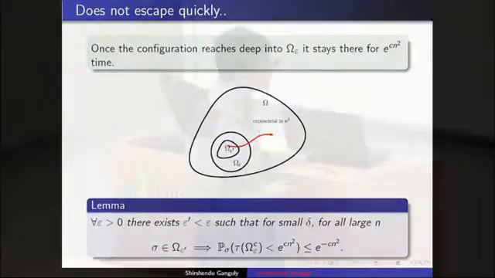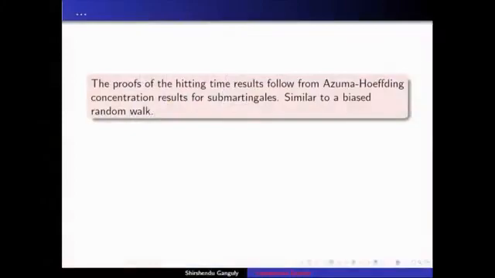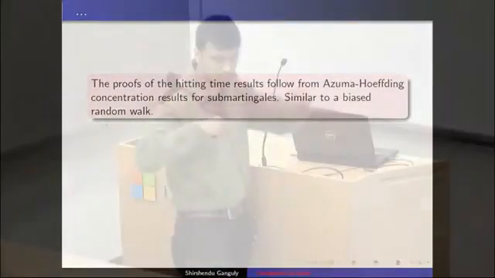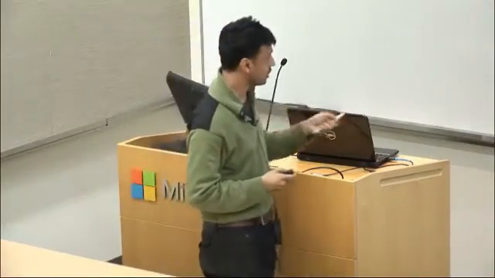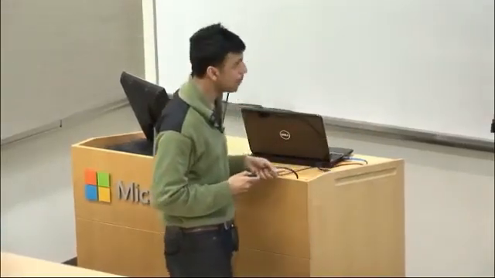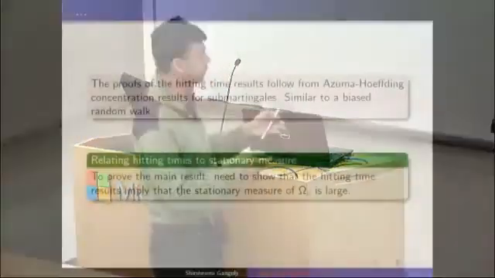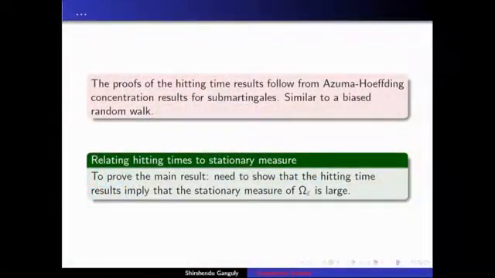Okay, so these are just submartingale conservation bounds. The function w of sigma t, as t runs, is a submartingale, and so you have conservation bounds that will imply this. And this is the same argument that you have for a biased random walk. Okay, so now we have to relate. We have the hitting time results, and then we have to translate that to the stationary measure.